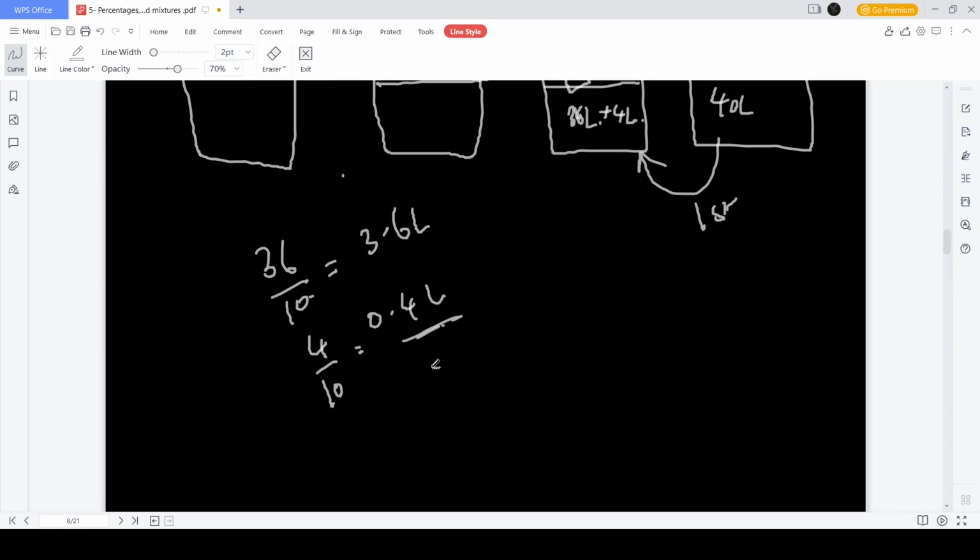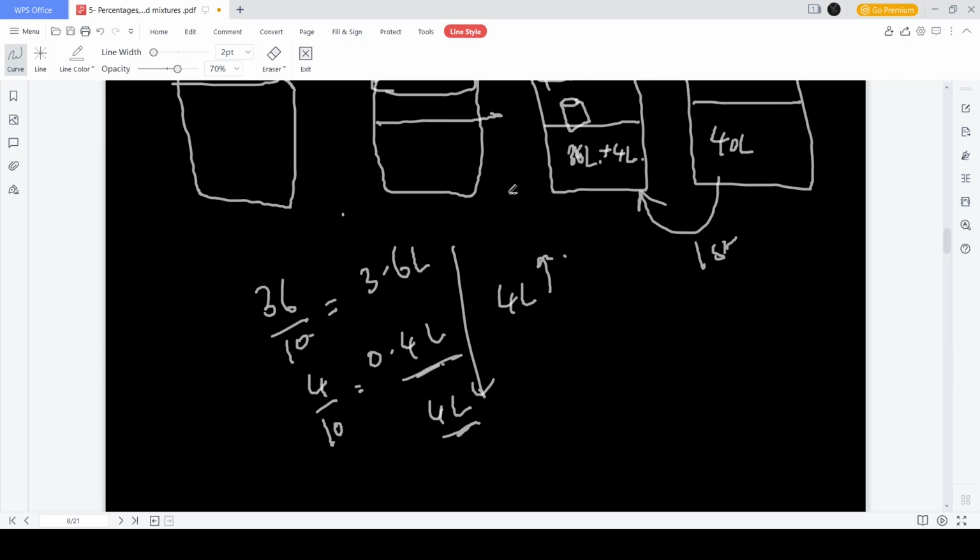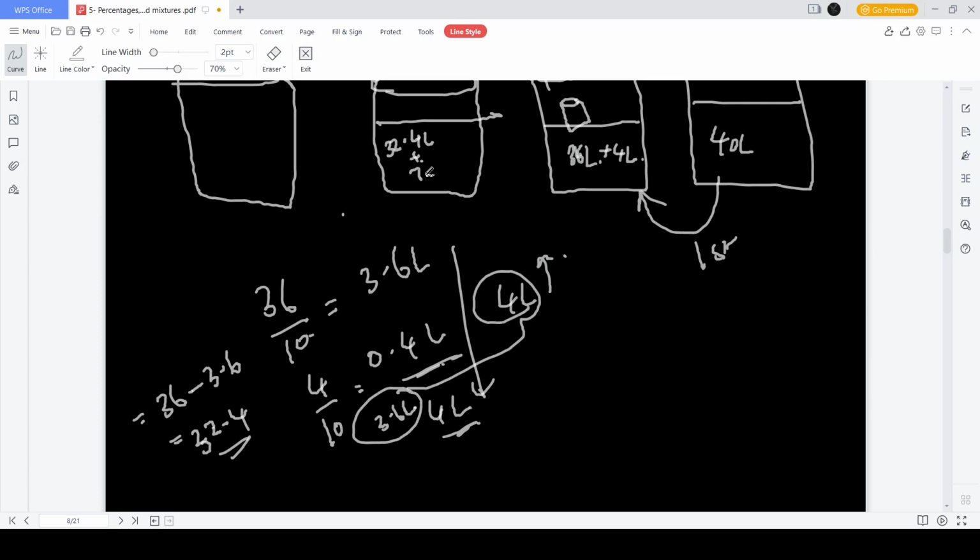So these 4 liters add up, and then 4 liters of water is added. Now what is left in the drum is 36 minus 3.6 liters of whiskey, which comes out to be 32.4 liters of whiskey left. I'll write it here: 32.4 liters of whiskey is left. Plus there is 3.6 liters of water, and 4 liters added extra, so it's going to be 7.6 liters of water.